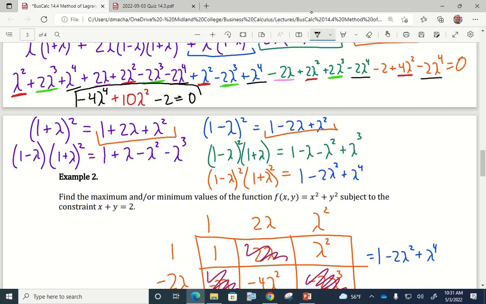So we're very close to finding the values of lambda that work. I'm going to divide that equation by a negative 2. So negative 4 divided by negative 2 will give me 2 lambda to the 4th. 10 divided by negative 2 is going to give me negative 5 lambda squared. Negative 2 divided by a negative 2 gives me plus 1. And this equals 0.